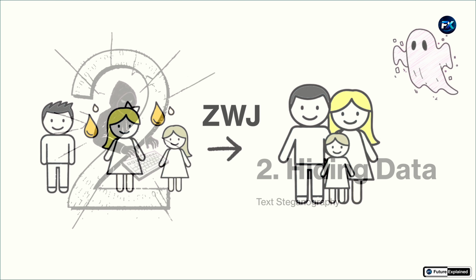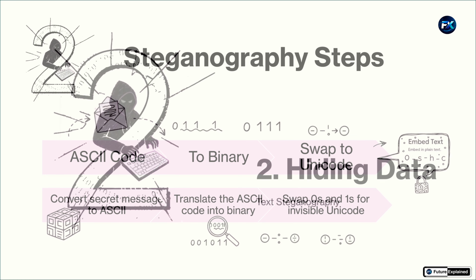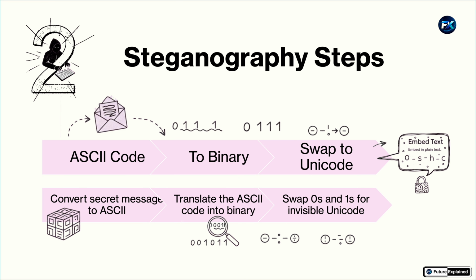But as you might guess, any tool designed to be completely invisible is definitely going to be misused. Section 2. Hiding data in plain sight. The art of text steganography. Here is the step-by-step on how this absolutely ingenious hack actually works.